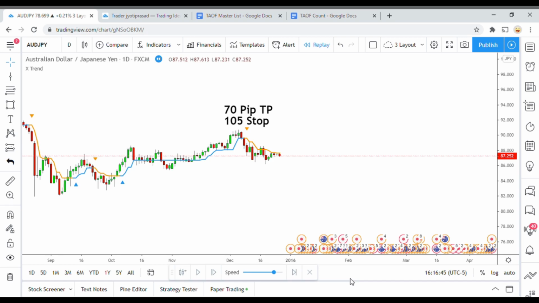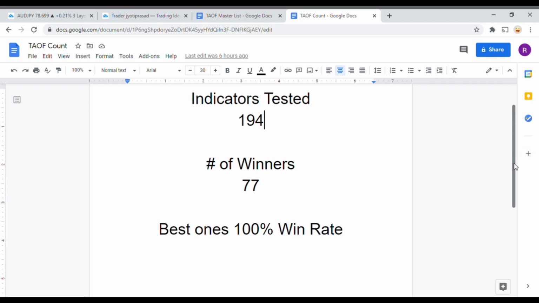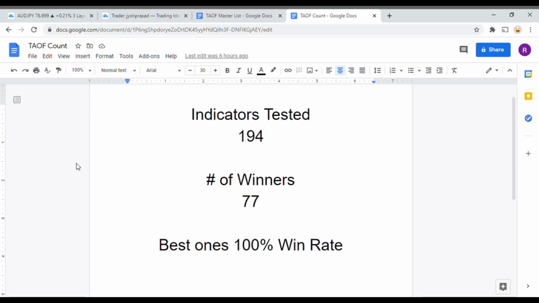All right, as I said, today we will be testing the Xtreme trend indicator. But before we do, I wanted to put the indicator scoreboard up for everyone to see.